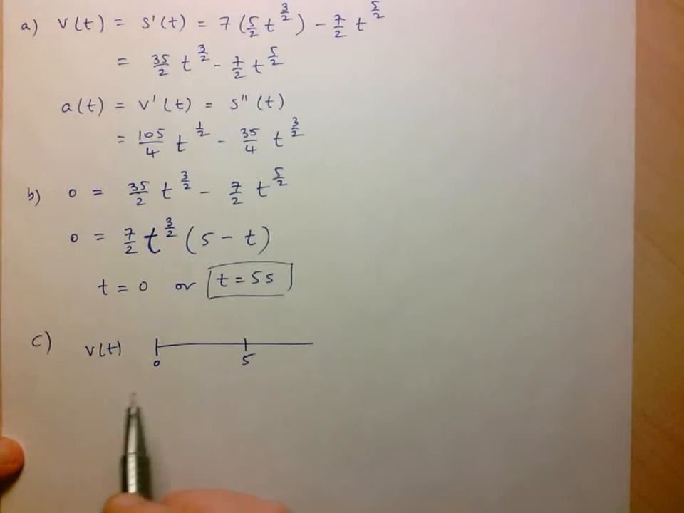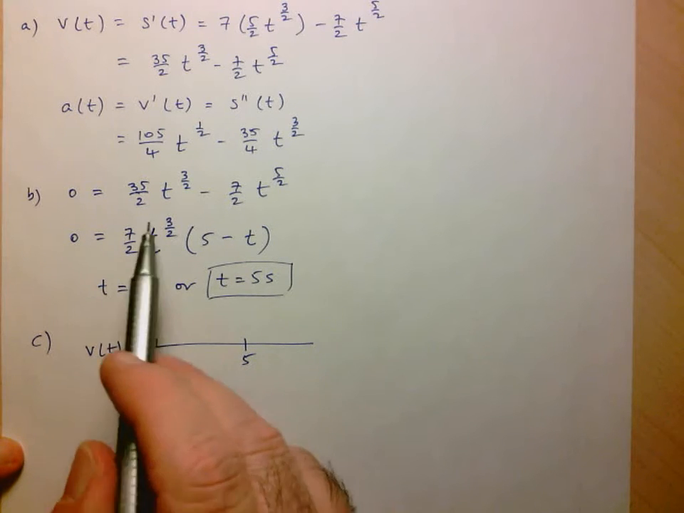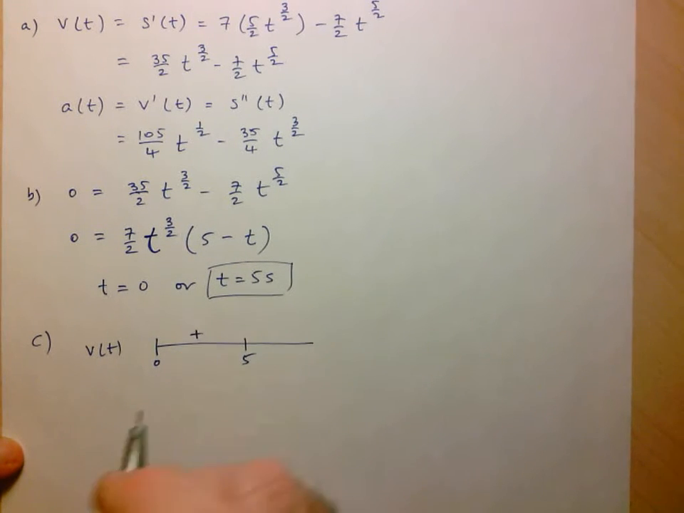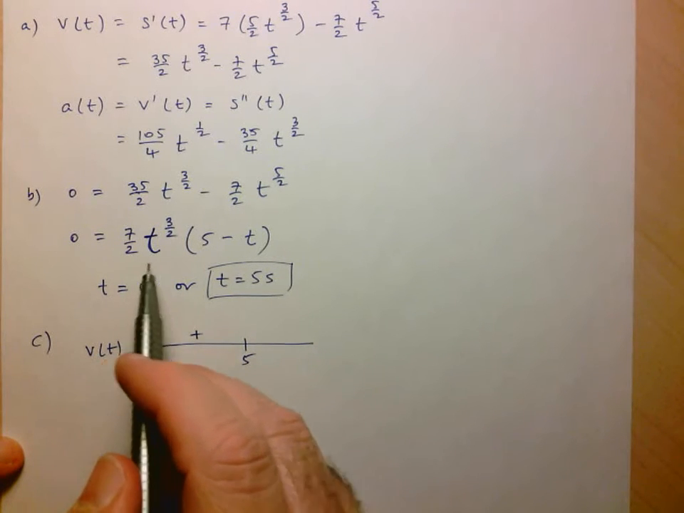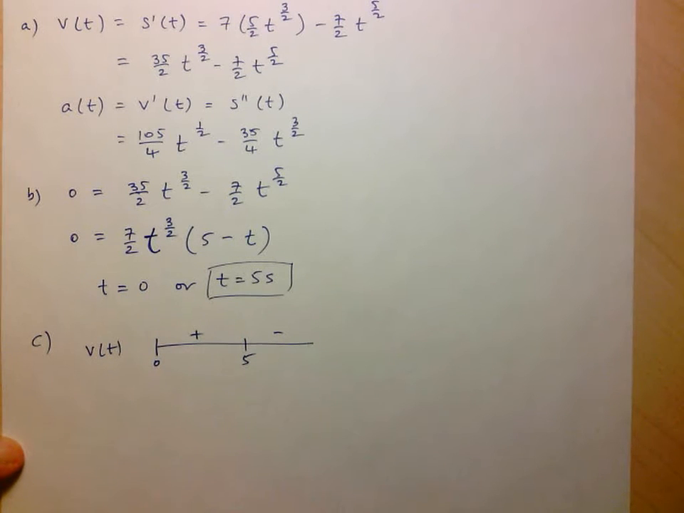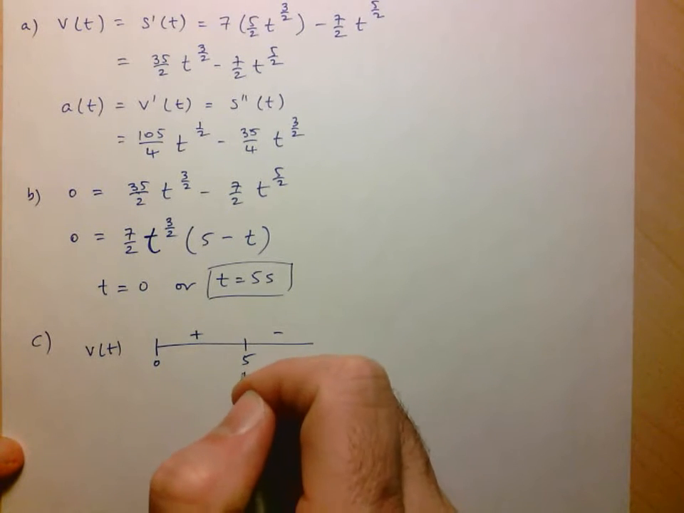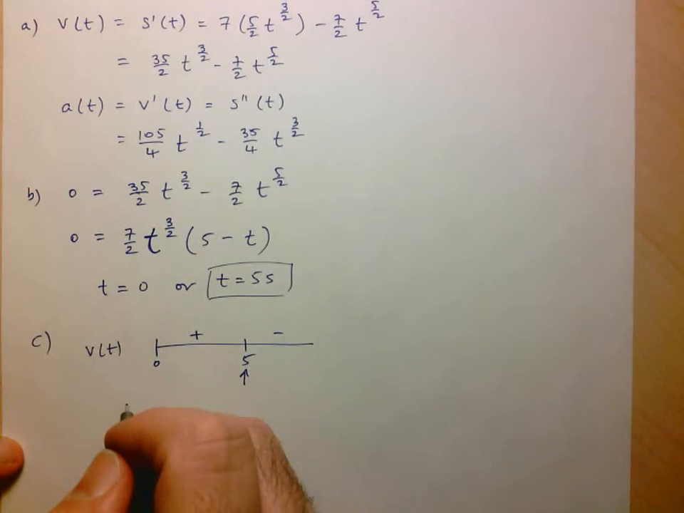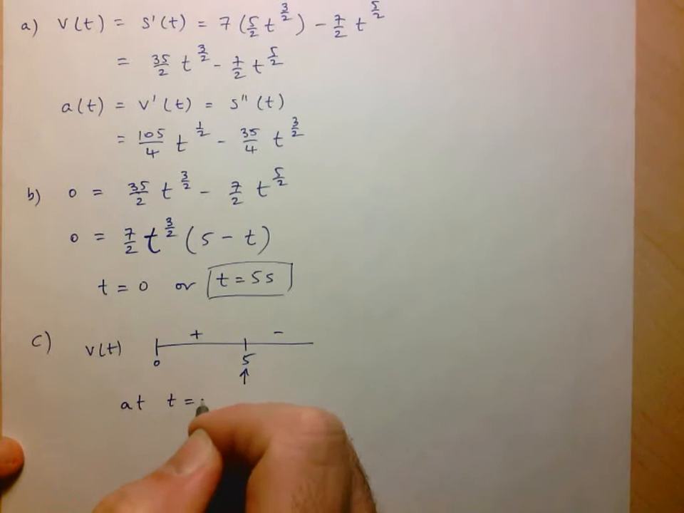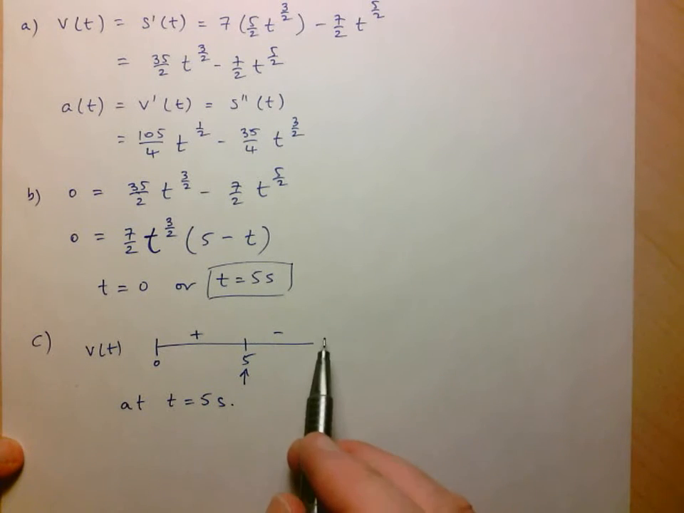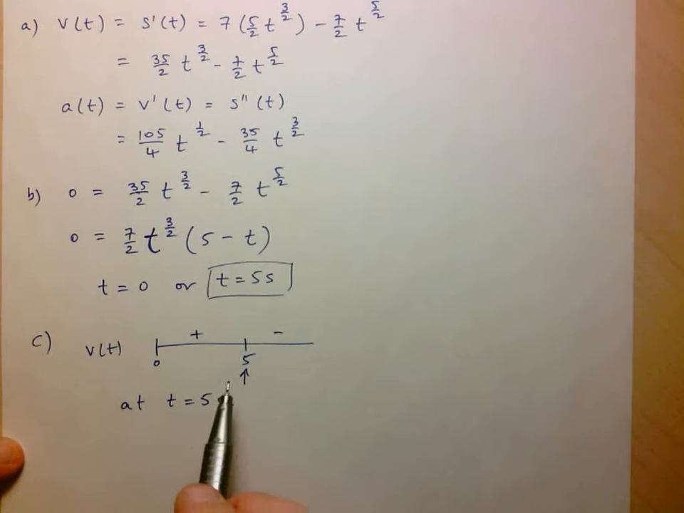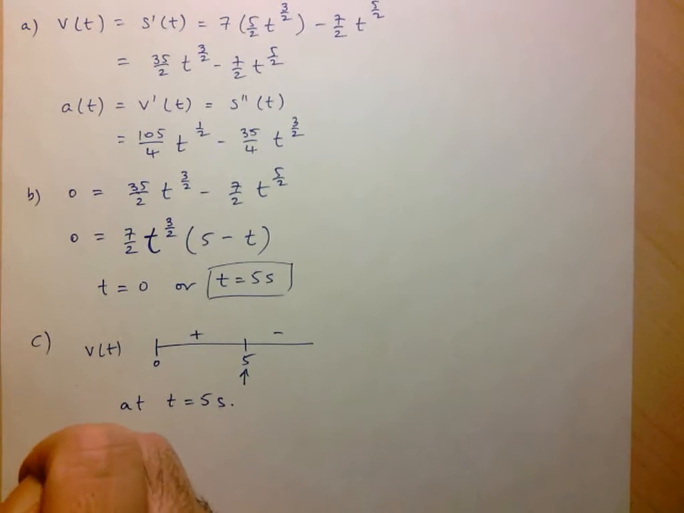So here, if we put t equals 1, that whole thing is going to be positive. 5 minus 1 is positive. Whereas if I put t equals 6, that whole thing will still be positive, but 5 minus 6 is negative. So indeed it changes direction at t equals 5 seconds. Why? Because it went from moving in a positive direction to moving in a negative direction at that moment. So let's move on to D.